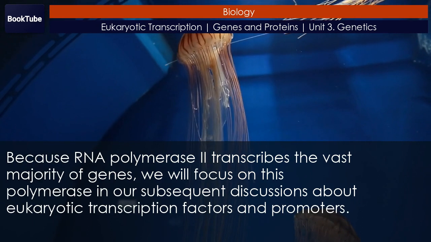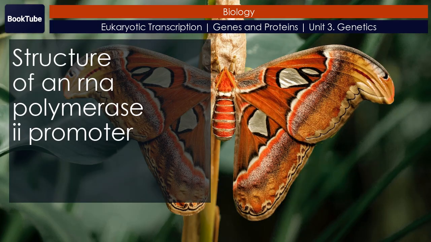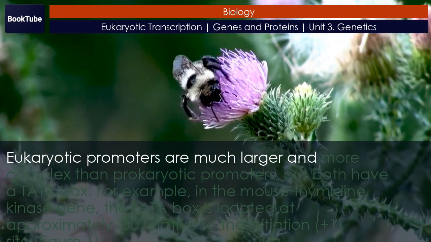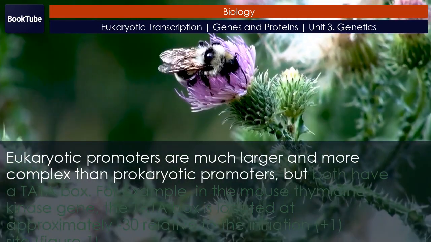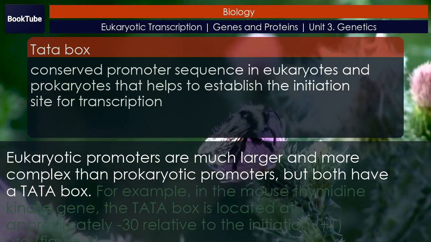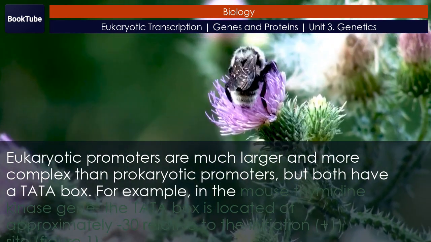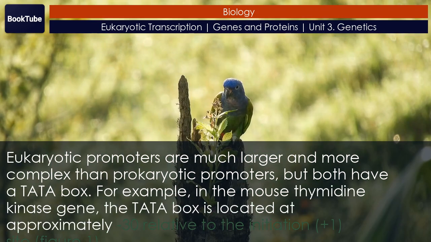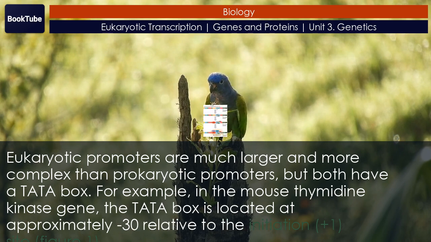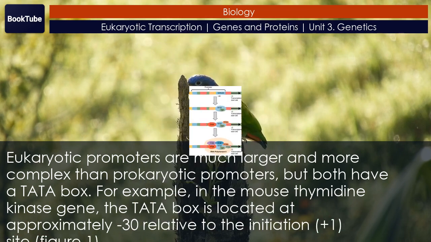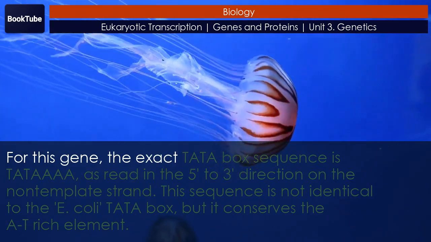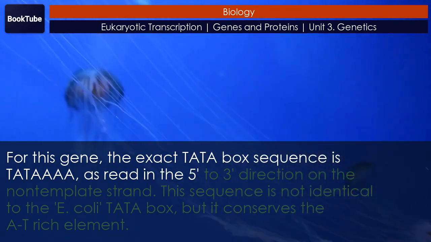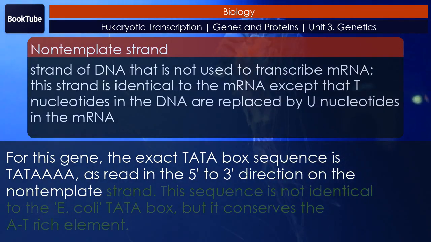Factors and promoters. Structure of an RNA polymerase II promoter. Eukaryotic promoters are much larger and more complex than prokaryotic promoters, but both have a TATA box. For example, in the mouse thymidine kinase gene, the TATA box is located at approximately -30 relative to the initiation +1 site. Figure 1. For this gene, the exact TATA box sequence is TATAAA, as read in the 5' to 3' direction on the non-template strand.